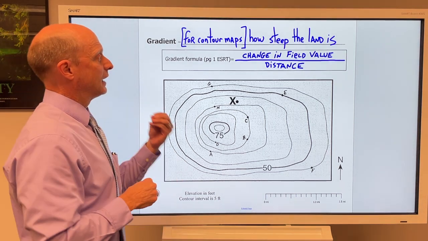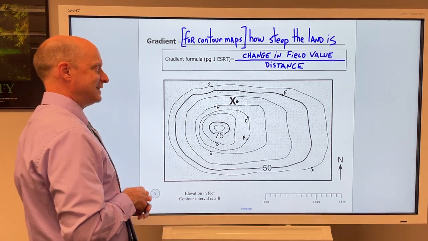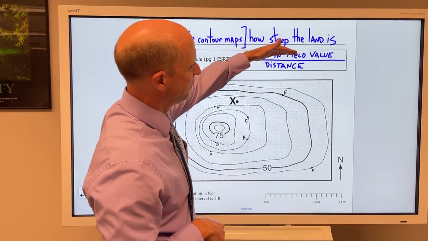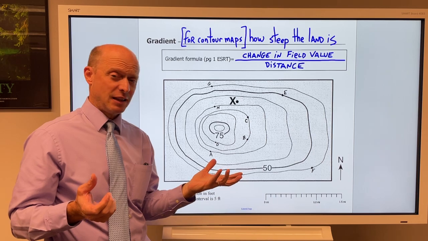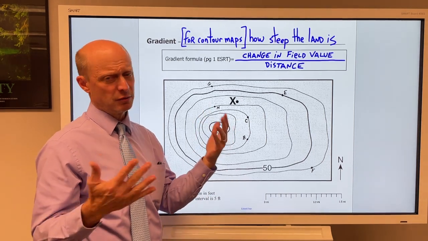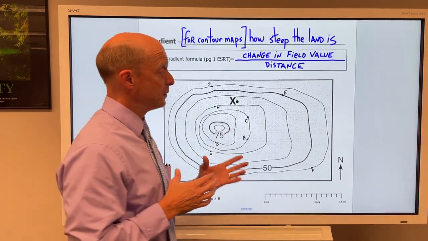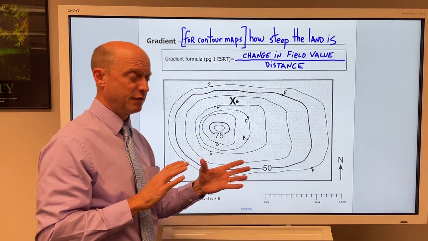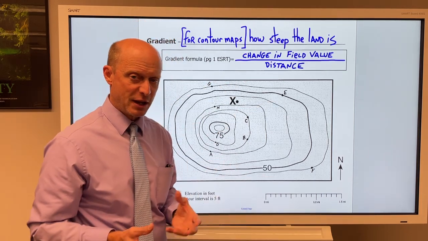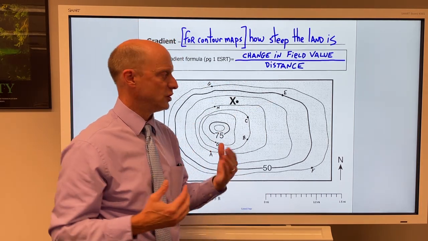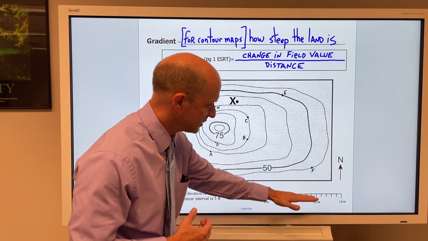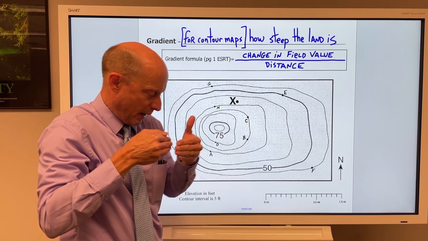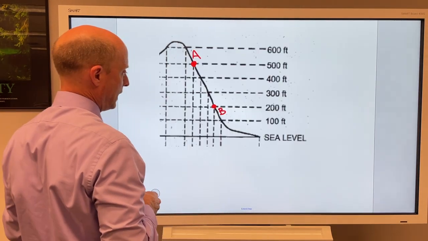Okay, gradient, like I said before, for contour maps is how steep the land is. Now there is a formula. It is on the Earth Science Reference Table. It is the change in field value divided by distance. A lot of kids don't like that. What's a field value? Why aren't we more clear? It's a pretty broad gradient formula that we can use for a lot of different variables, but the field value is whatever you're measuring. On maps, we're measuring elevation. And the distance is this scale. So the elevation is this, and the distance is sort of this way. So we'll get a sense by doing this.